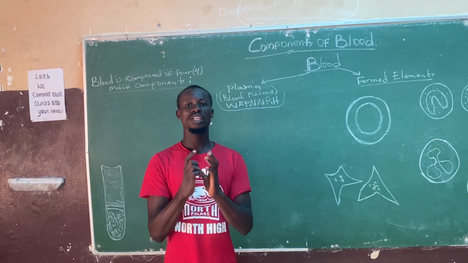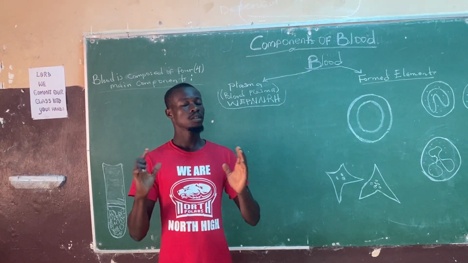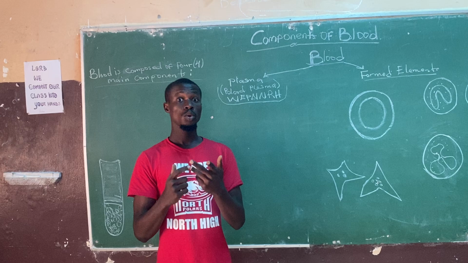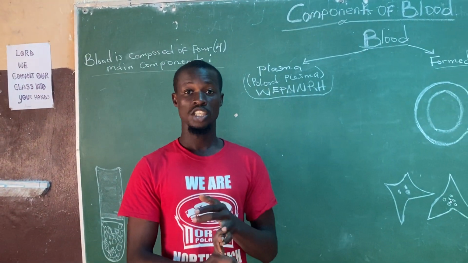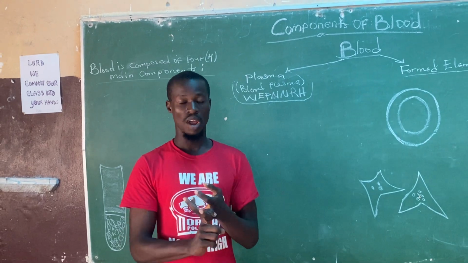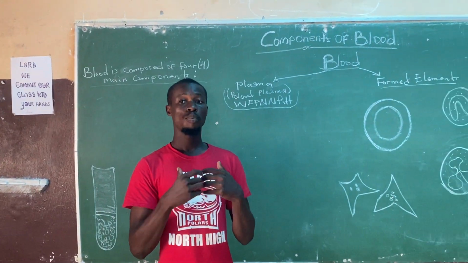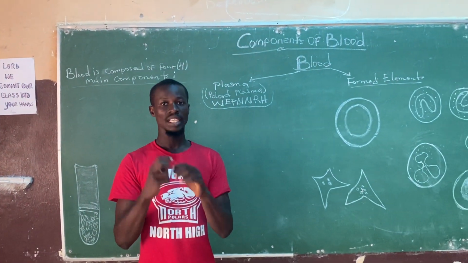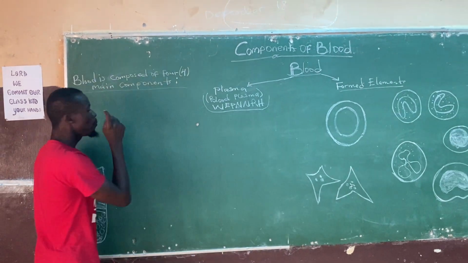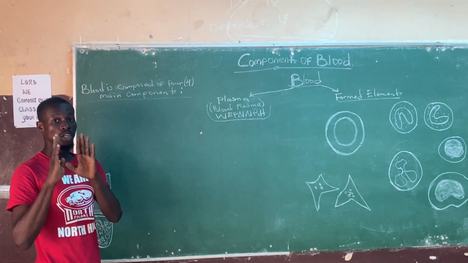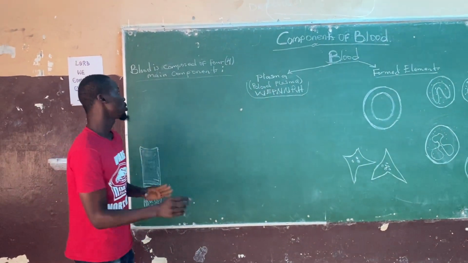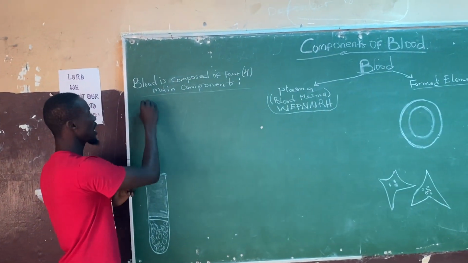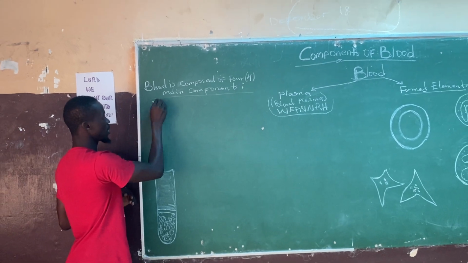So there are components that make up the blood with specific functions. We all know that the blood has so many functions, such as protection, transportation, etc. But then there are components this blood is made of. So let's get into this. The blood is basically made of four major components. Now the first component of the blood we must know is what we call the plasma.